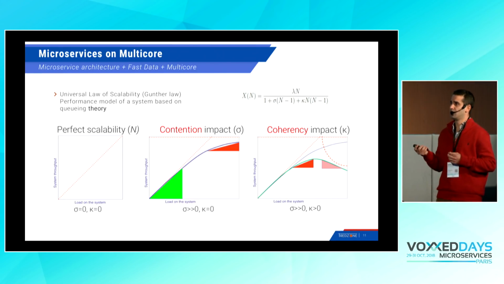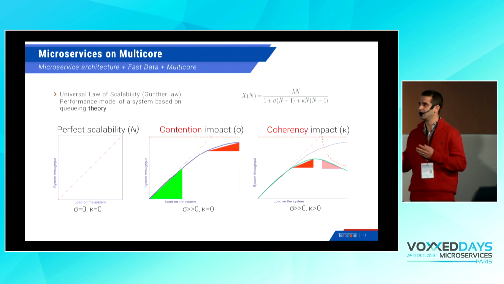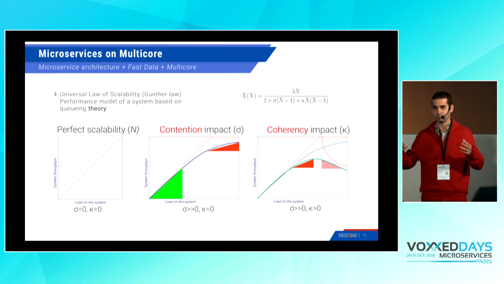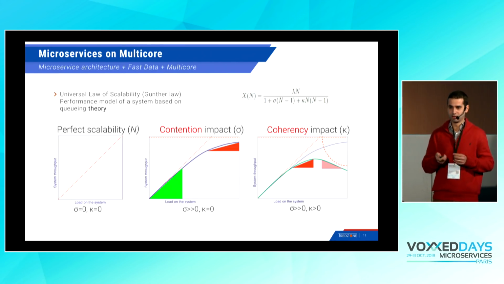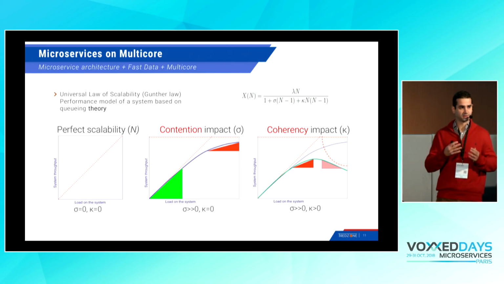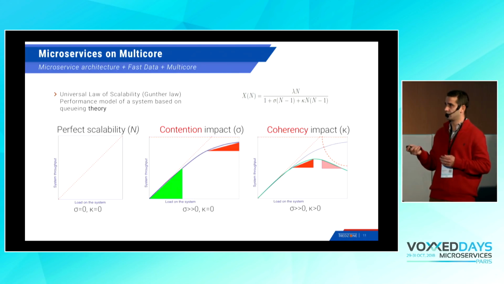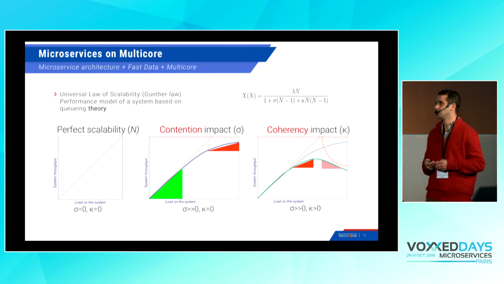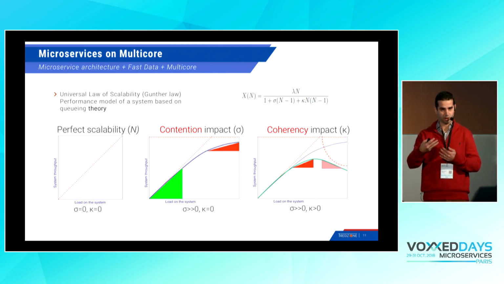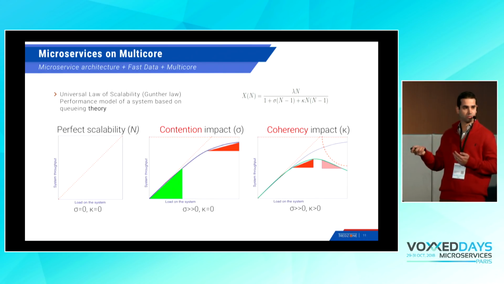So this is a law, a very elegant mathematical equation, that we can use to model the performance of a system based on queuing theory. Basically, what this law says is that there are two parameters that impact the scalability of performance. The first one is contention, and the second one is coherency. So when we have contention in a system, software and hardware, we have sublinear performance. We don't scale linearly.